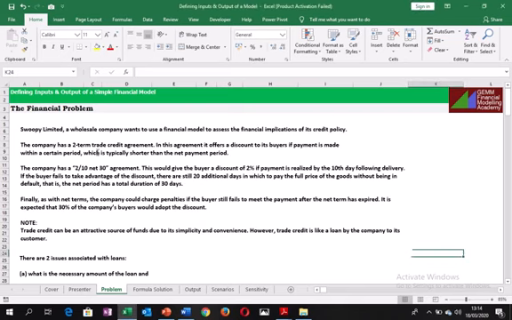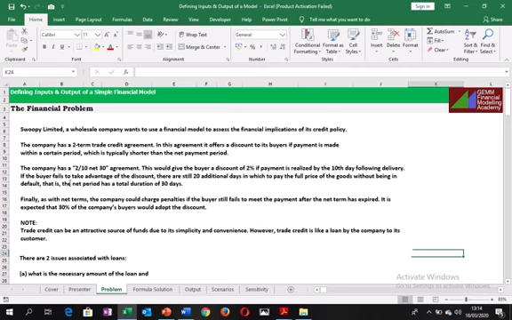So the company has a two-term trade credit agreement. In this agreement, it offers a discount to its buyers if payment is made within a certain period, which is typically shorter than the net payment period. And so the company has a 2/10 net 30 agreement, and this will give the buyer a discount of 2%. That's what the 2 stands for, 2%, if payment is realized by the 10th day following delivery. That's what the 10 stands for.